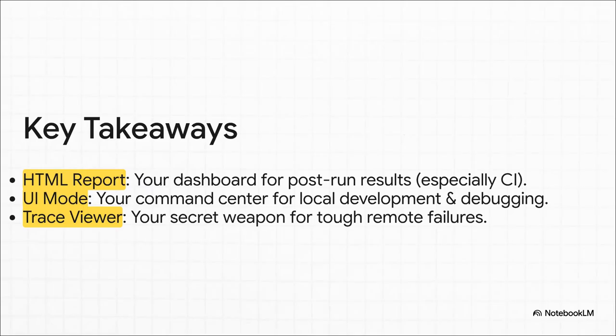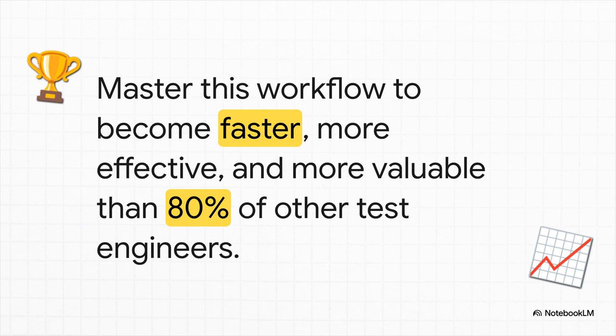So let's boil it all down to the 3 things you absolutely need to remember. Number 1, the HTML report is your go-to dashboard for analyzing what happened, especially on CI. Number 2, UI mode is your command center for live local development. And number 3, the trace viewer, which connects both of these tools, is your ultimate secret weapon for crushing those impossible-to-reproduce CI failures. Look, if you master this workflow, you won't just be a better tester, you'll be faster, more effective, and honestly, one of the most valuable engineers on your team. This right here is a genuine career power-up.